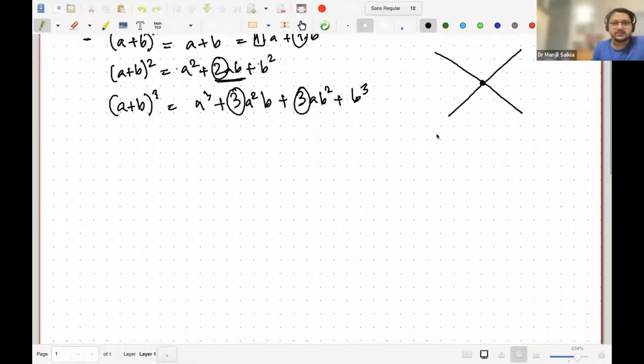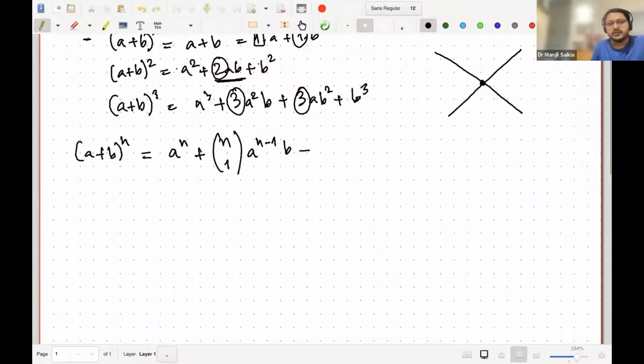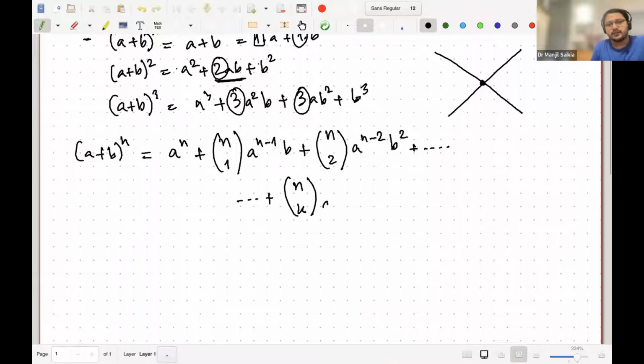These things are not very important for what I'm going to say, but what I want to focus on are the coefficients when you raise a plus b to the power n. The first term will be a to the power n. The next term will be n choose 1, a to the power n minus 1, b. The third term will be n choose 2, a to the power n minus 2, b squared, and so on. In general, the kth term will be n choose k, a to the power n minus k, b to the power k.